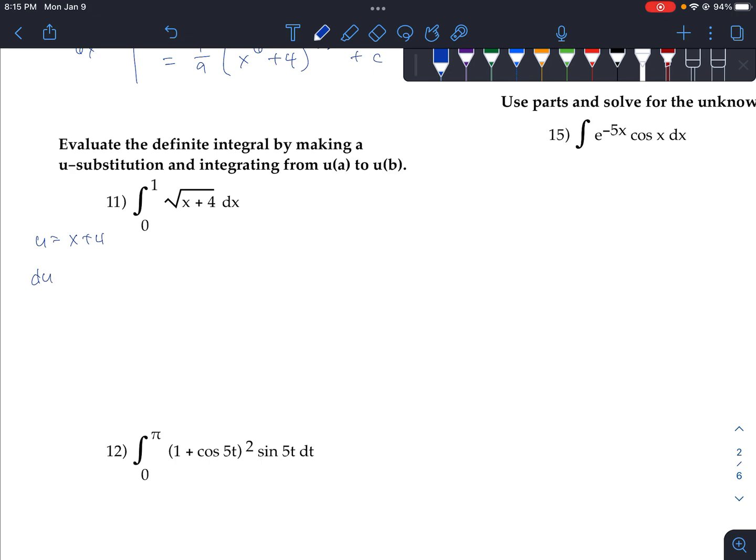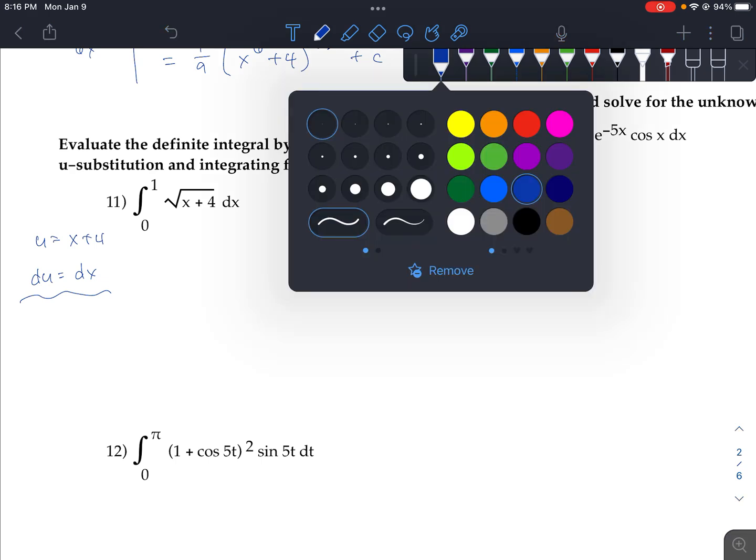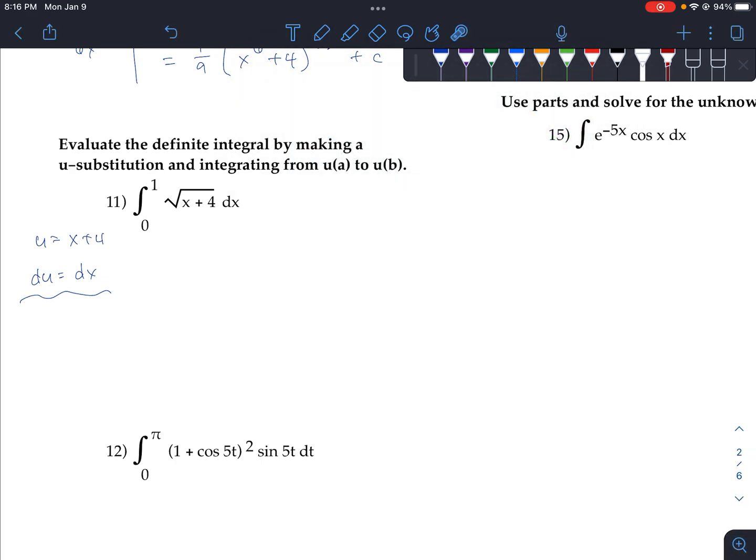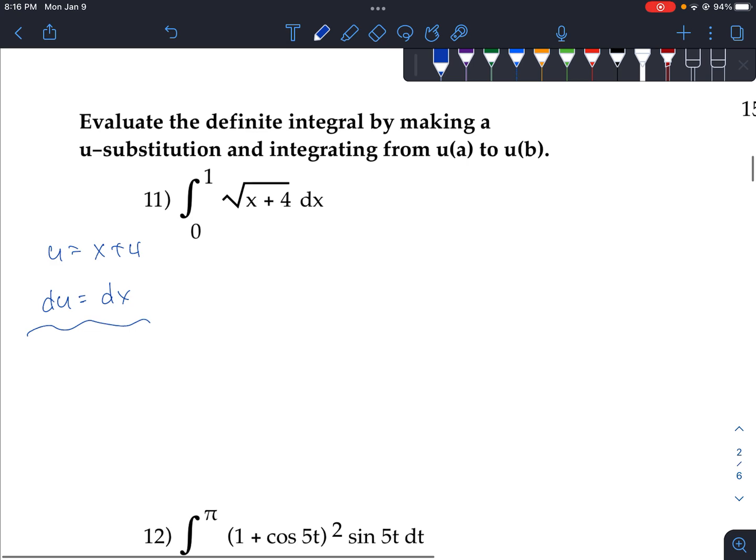So du will just be equal to 1 dx. So that makes it pretty easy right there. Now, this is where we're going to remake our bounds, because these bounds are in terms of x. So x equals 1 and x equals 0. But whenever I rewrite my integral, I'll have the integral of x equals 0 and x equals 1, square root of u, and then this will become du.